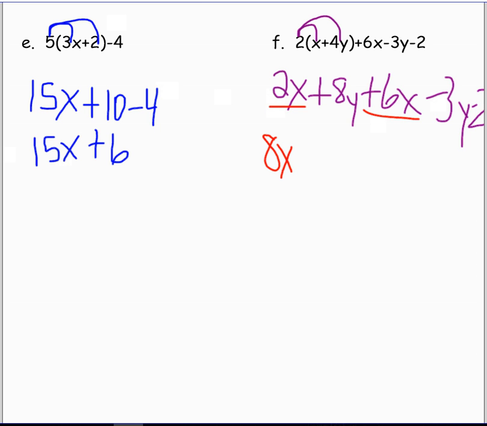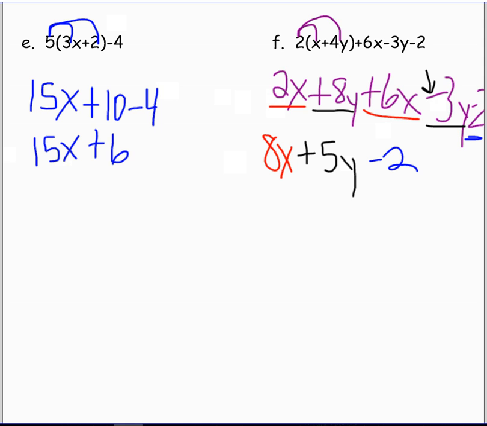And then we have, let's see here, next in line is 8y. And here's a minus 3y. Don't forget to keep the sign with it. So 8 minus 3 is 5, so we'll have 5y. And then the only thing we haven't taken care of is our minus 2, which there's nothing else to combine it with. And so it will stay minus 2. So our final answer there, when we combine like terms, is 8x plus 5y minus 2.